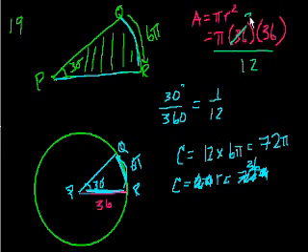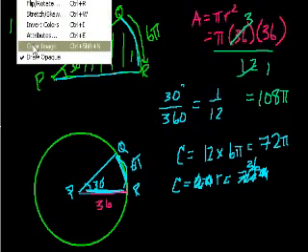I could say, well, this is 3, this is 1. So it's pi times 3 times 36. And what's 3 times 36? 90 plus 18 is 108. So it equals 108 pi. Which is choice A.